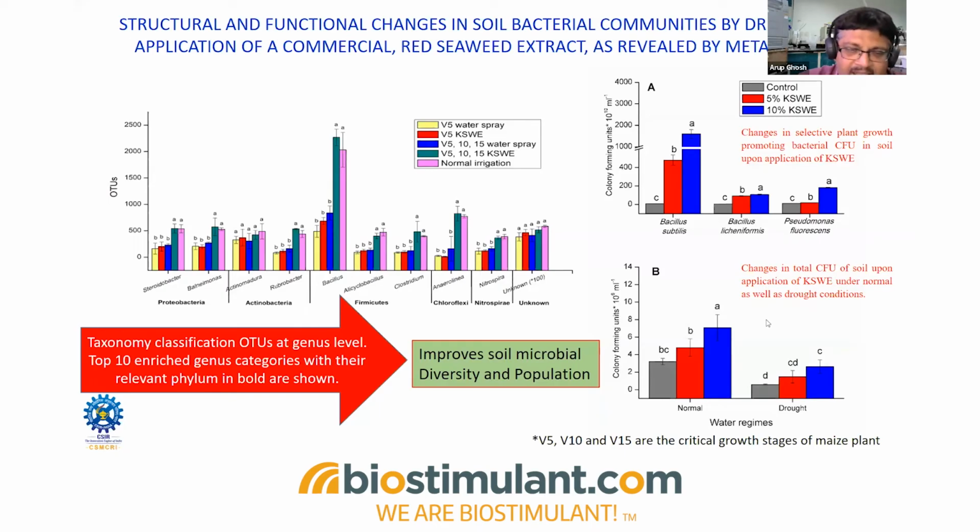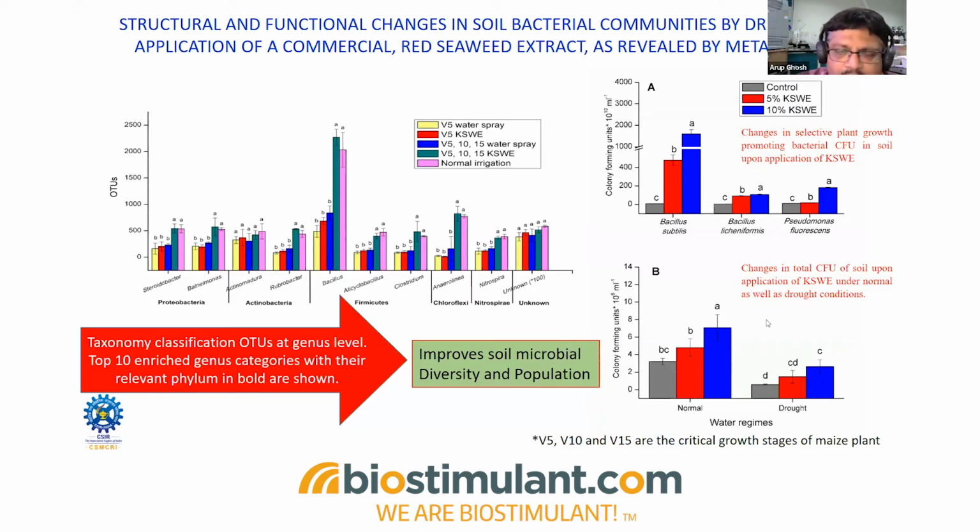And then we did a 16S rRNA metagenomic study, and to our surprise, we found that there was improvement in soil microbial diversity and population by the use of biostimulant under irrigated condition when they were sprayed at three leaf stages. B5 is 5 leaf, 10 leaf, and 15 leaf.